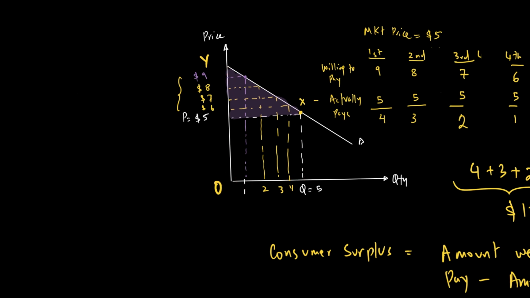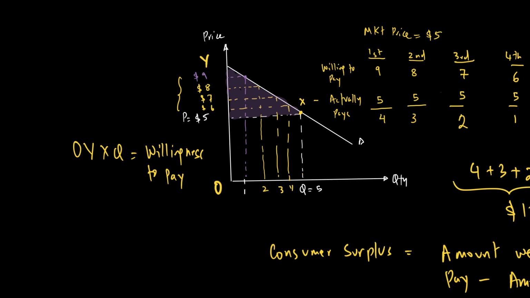Now O, Y, X, Q is what I call my willingness to pay, because I am buying 5 units and I am willing to pay all the area under the demand curve, because each and every point that you can see on the demand curve is telling us what I'm willing to pay, right? So all of this, O, Y, X, Q, is what I'm willing to pay.